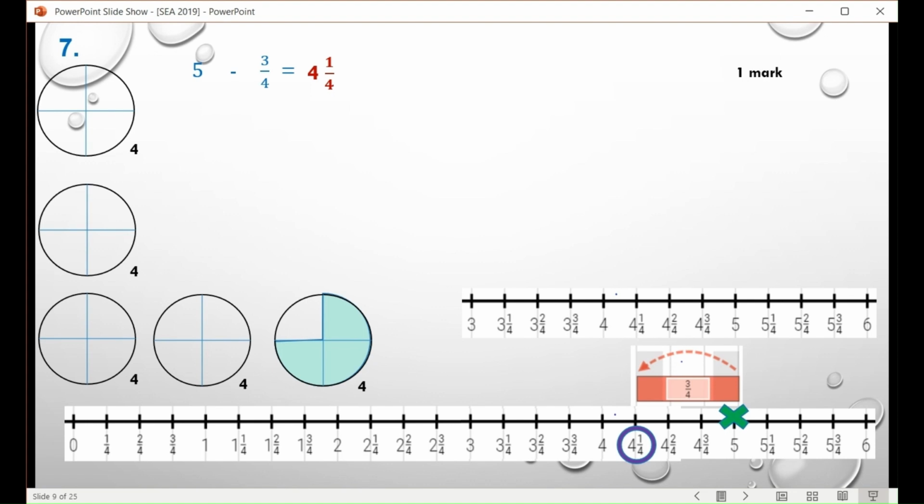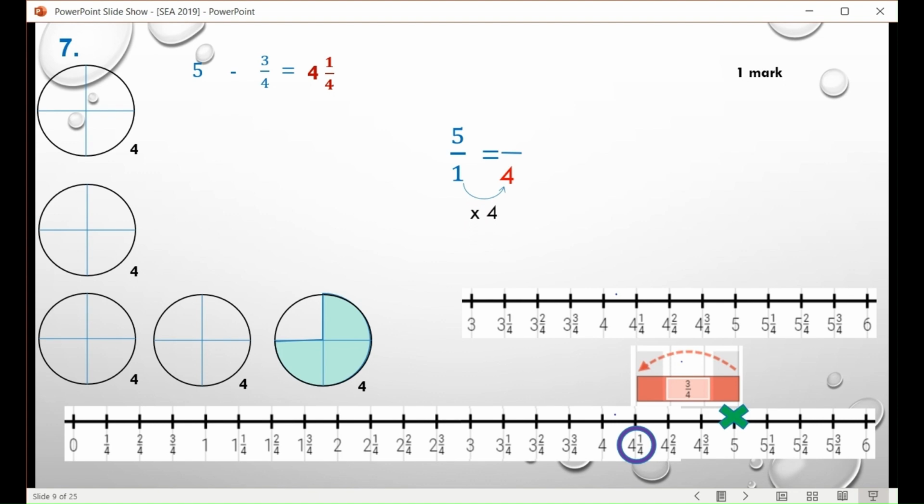And some teachers may be guiding their students to do it in a more procedural approach, where we could think about 5 wholes as 5/1, and we can change that to something out of what denominator? Out of 4. Because 3/4 means that we're cutting a whole into 4 parts. So how do we move from 5/1 to an equivalent fraction over 4? Well, how do we go from 1 to 4? We're getting bigger, so we multiply. And what do we multiply by?